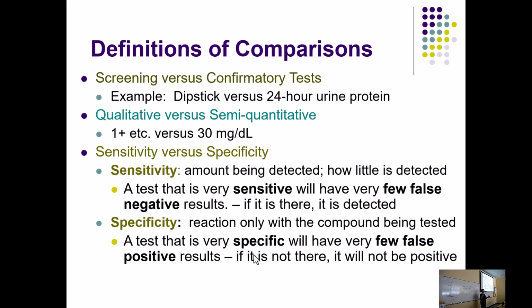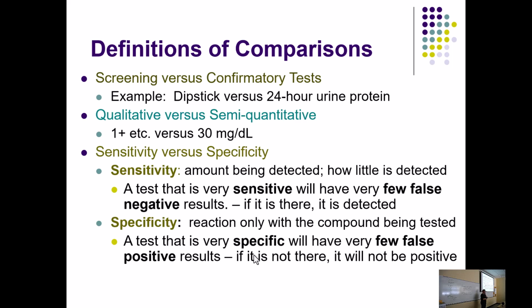Qualitative versus semi-quantitative. Qualitative is a number, it's a value. Backwards. Qualitative is yes or no: it's there, it's not there. Semi-quantitative gives you a number, 30 milligrams per deciliter, for example. The 1 plus, 2 plus is just like, yes, it's there in kind of a random amount, but the 30 milligrams we look at as semi-quantitative.